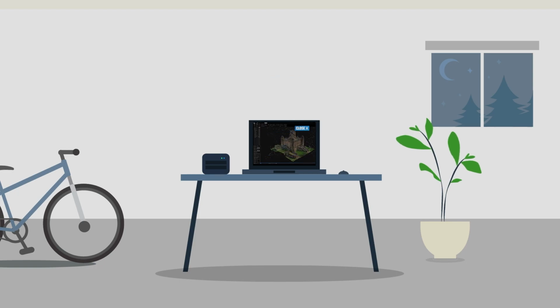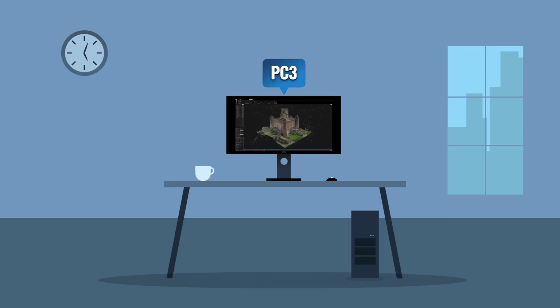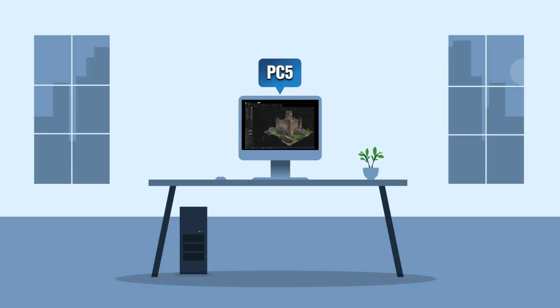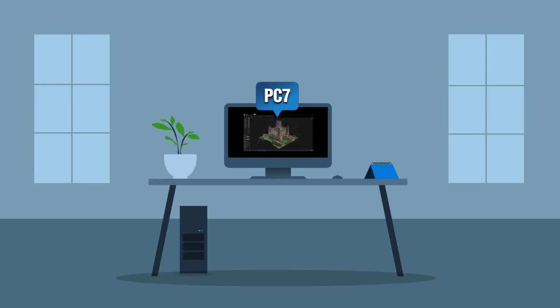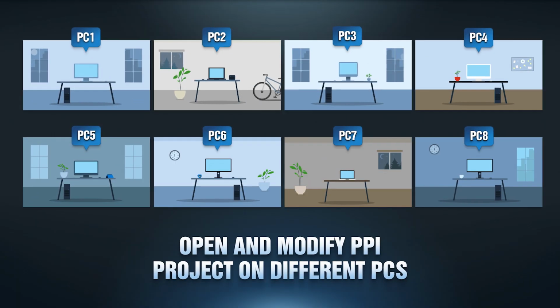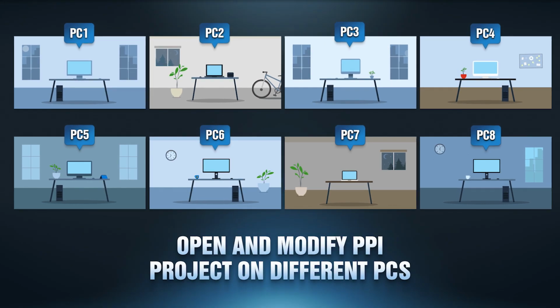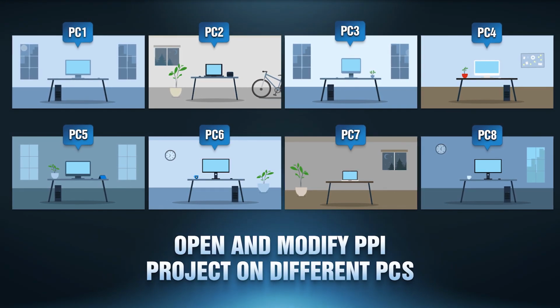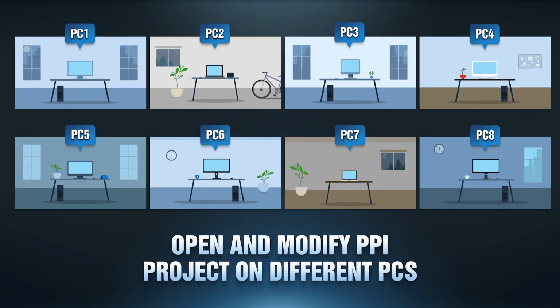Then you can save the project and send it to another 6 colleagues, so they can open it and make changes to the same PPI project. In total, you can reopen and save the PPI project using up to 8 different computers. Just make sure that only one of the computers is using the PPI project at the same time.